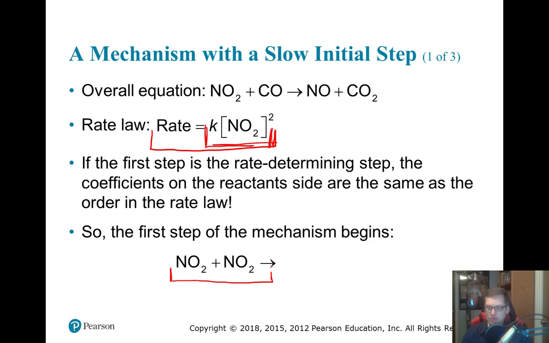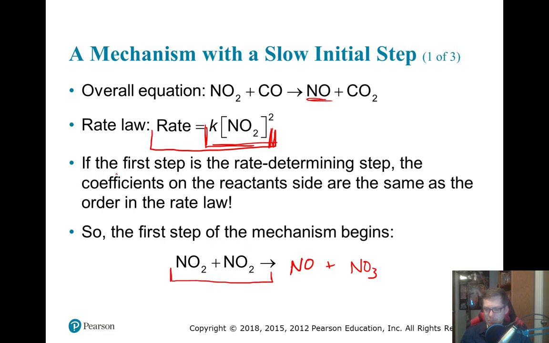So that's your rate here. Now, what would this make? One thing it could make is nitrogen monoxide, which we know from the overall reaction is a product, so that makes sense. And then what would be left over is an NO3. So we started with this because we know this is the first step and it's the slow step.